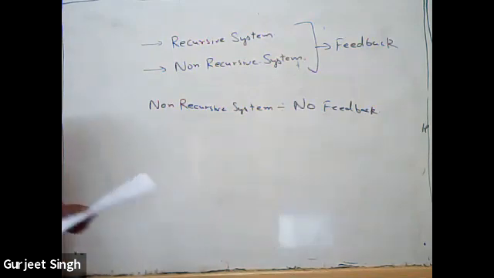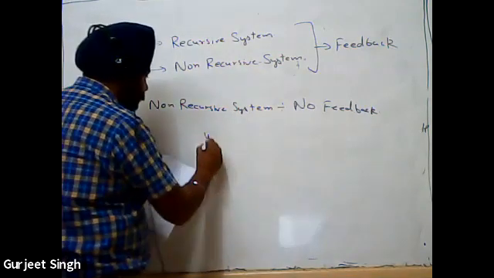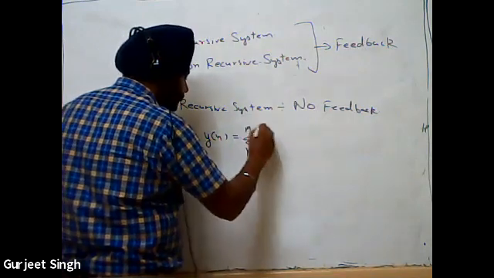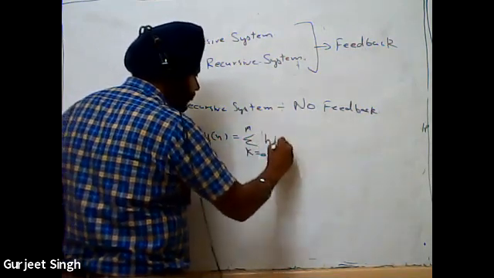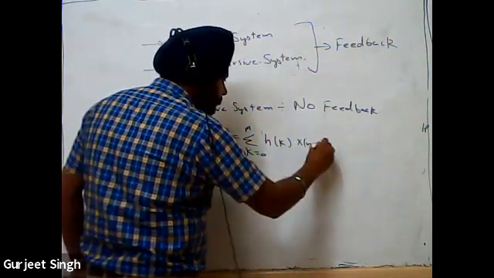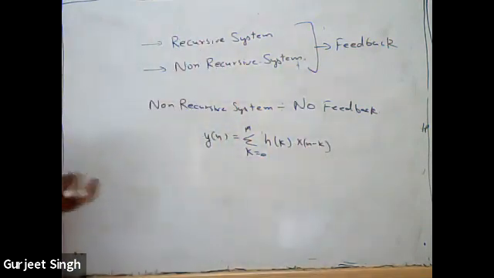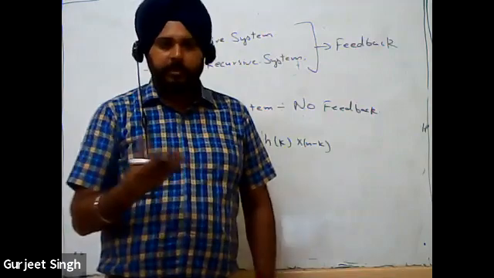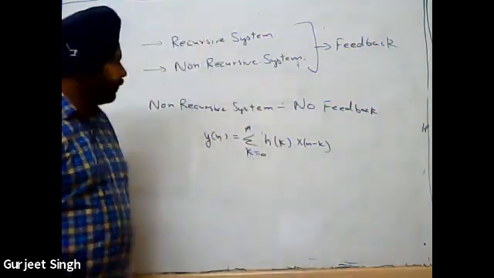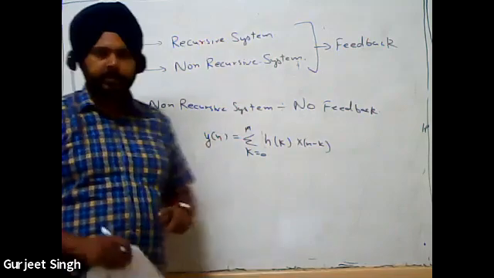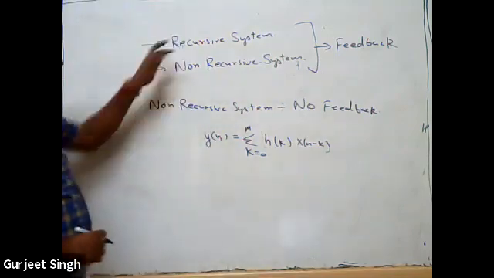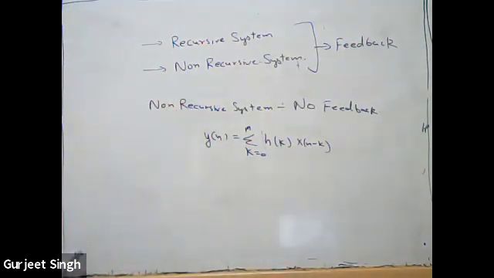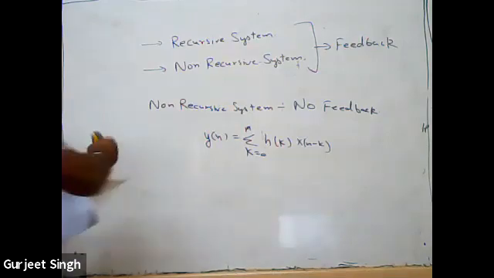Okay, so we have the equation of a non-recursive system: y[n] is equal to summation k equals 0 to M of h[k] x[n minus k]. This is the equation of the non-recursive system, which means the output does not depend upon the past output. There is no feedback in the non-recursive system. In the case of a recursive system, some part of the output is connected back to the input. That is called the recursive system.